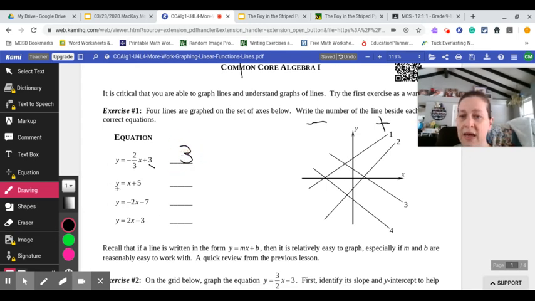Let's look at the next one. y equals x plus 5. I know it's a positive slope, so it's either going to be line 1 or line 2. And my y-intercept is 5, so I'm going to estimate where I think 5 is on the line. It's probably line number 1. The third one, y equals negative 2x minus 7. It's a negative slope. I've already used line 3, so my answer is going to be 4. Now I've used 1, 3, and 4, so by process of elimination, that means it's 2. But let's double check. 2x minus 3, so it's a positive slope, so it's either line 1 or 2, and it starts at negative 3. We can tell that it's below the origin, so it has to be number 2.